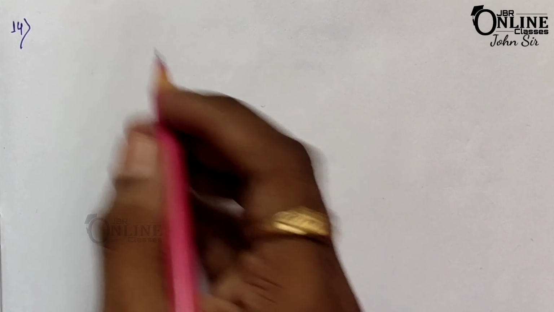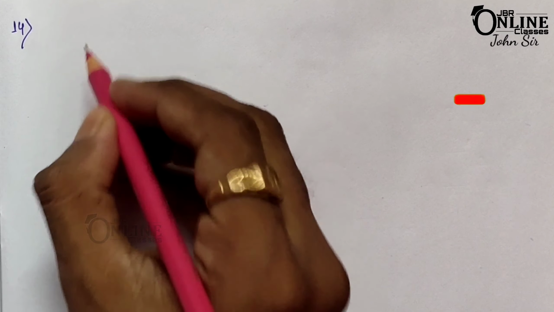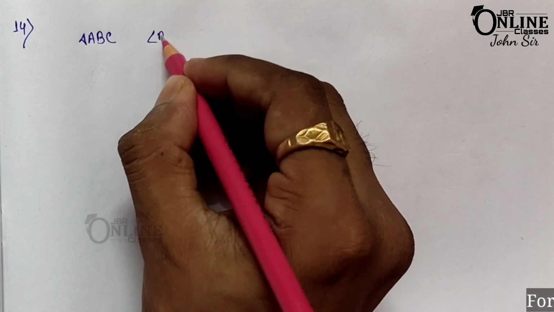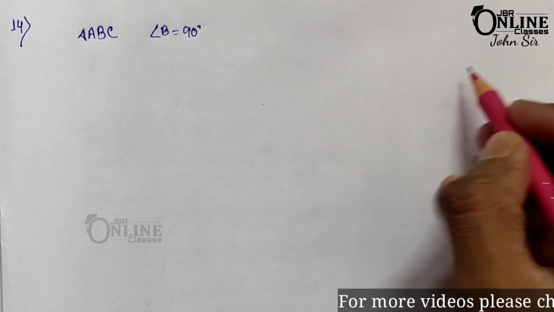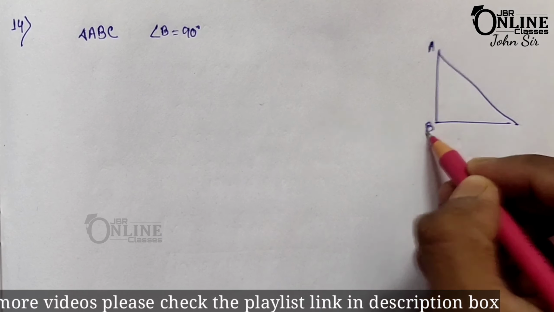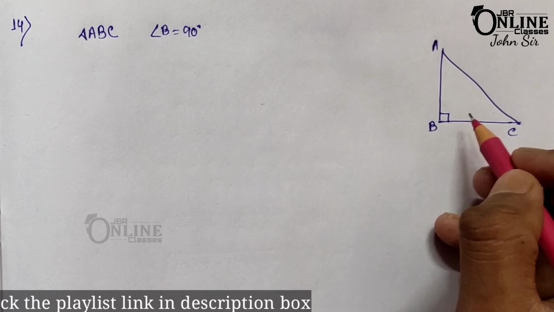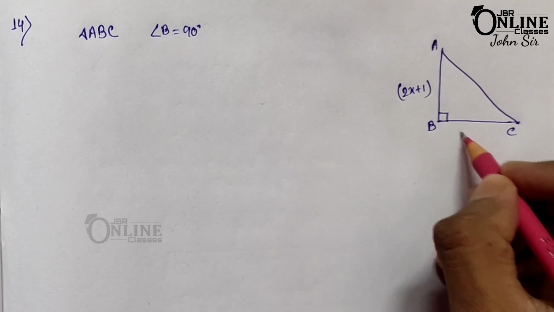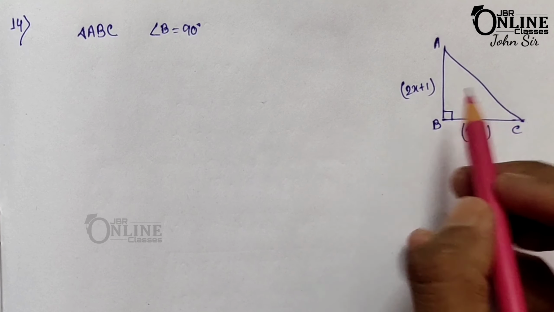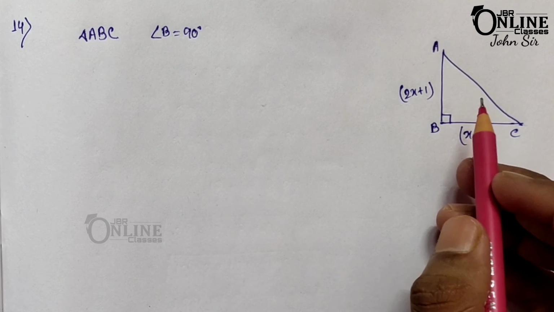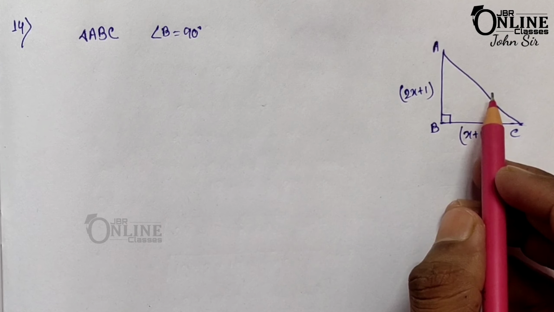Okay, so in sum number 14, in triangle ABC, ABC is a triangle whose angle B equals 90 degrees. So first draw a triangle, that is ABC, and here B is 90 degrees. AB equals 2x plus 1 centimeter and BC equals x plus 1. That means the perpendicular is 2x plus 1 and the base of the triangle is x plus 1. So you can easily find out the hypotenuse of this triangle.